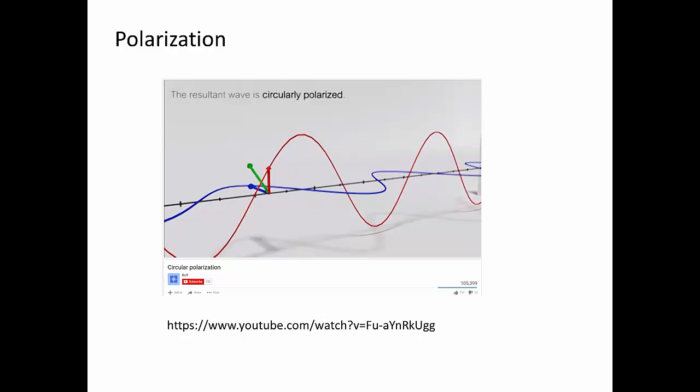So you still have your green arrow going around, rotating, but now it's also changing amplitude and it traces out an ellipse. So go watch that video one more time to see what all these different polarizations are. All right.